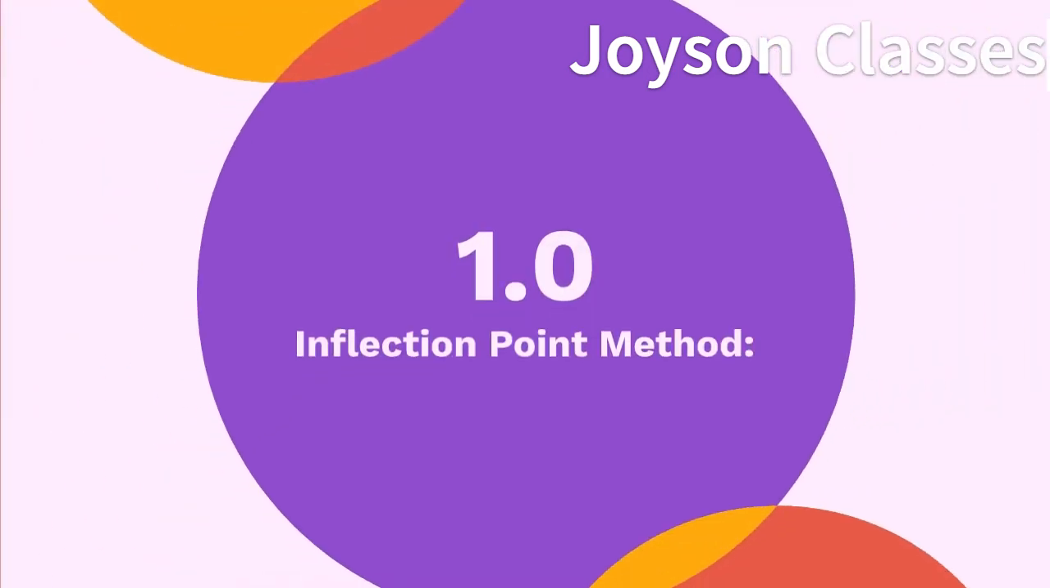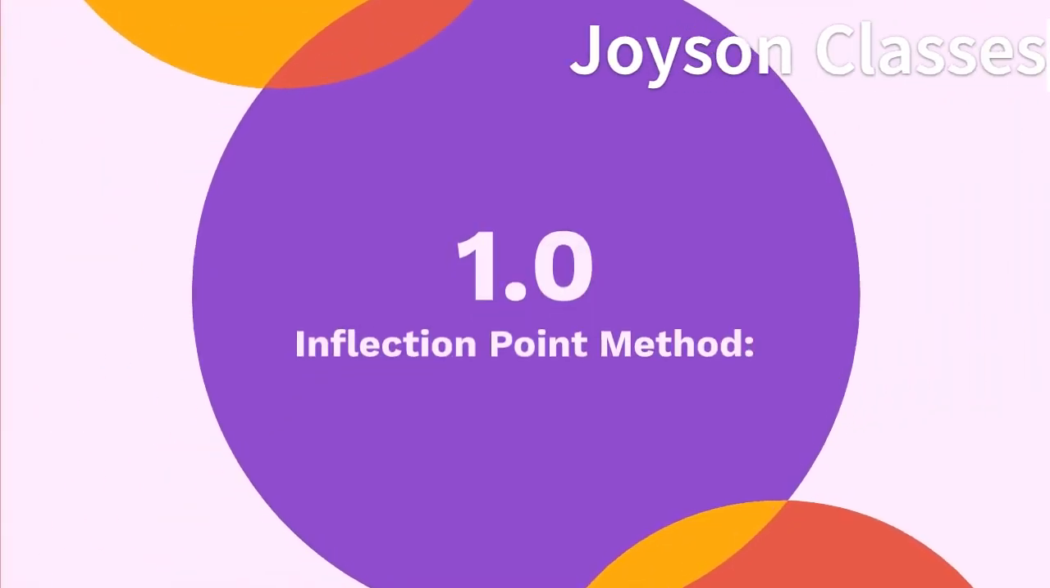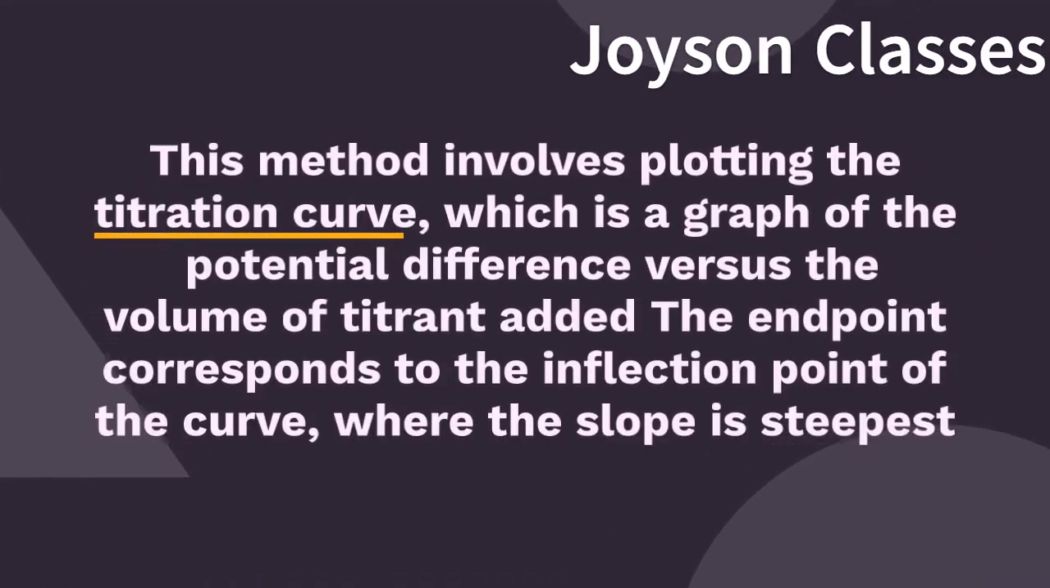1. Inflection point method. This method involves plotting the titration curve, which is a graph of the potential difference versus the volume of titrant added. The endpoint corresponds to the inflection point of the curve, where the slope is steepest.